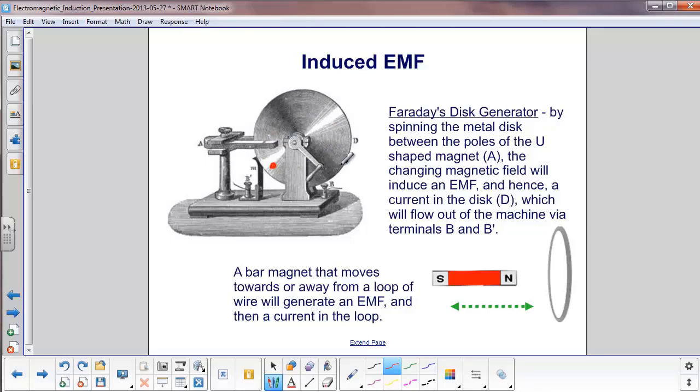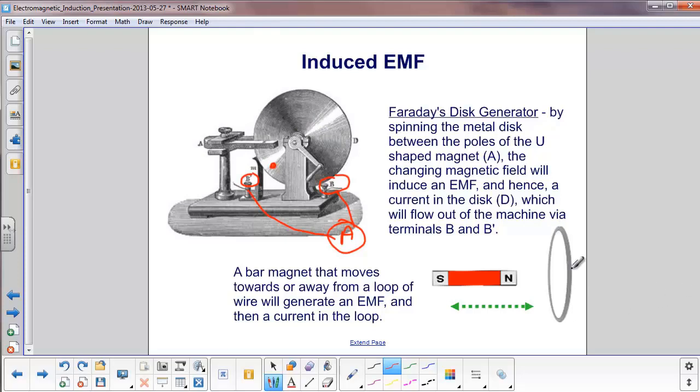What was found is by spinning this wheel, you have two connections here, see this little guy B prime and B, you would connect those via wire to an ammeter, and you would read a current. So what we have here is you're turning a wheel with your hands, putting mechanical work into the system, and generating an electric current coming out over here. Again, you see no battery here, you just see a magnet and a spinning wheel.